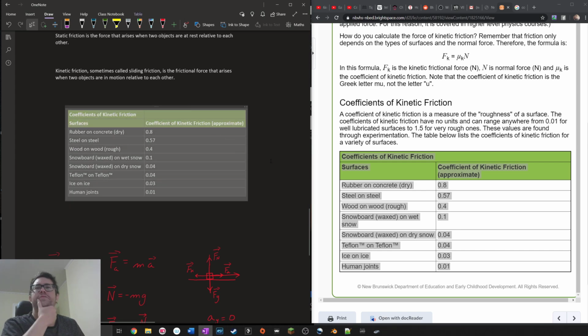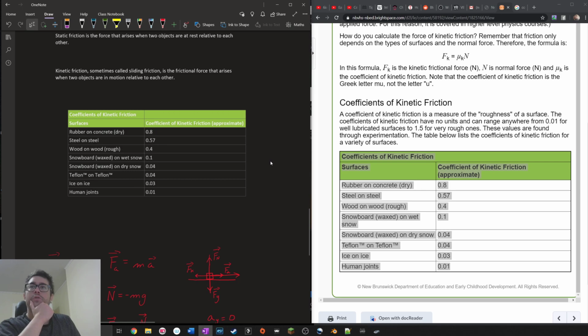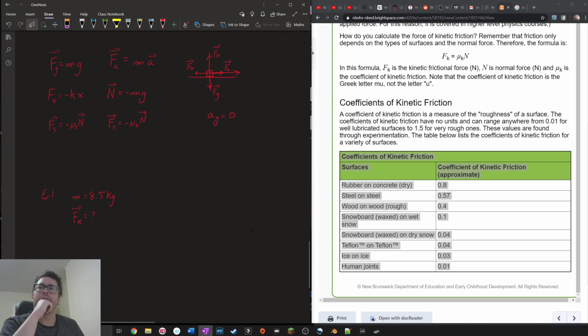Okay, so let's put this here. These are mu, the coefficient of kinetic friction. Mu is a U with a little bar in the front instead of the back. The Greek letter. So we're basically saying snowboard on dry snow or wet snow.